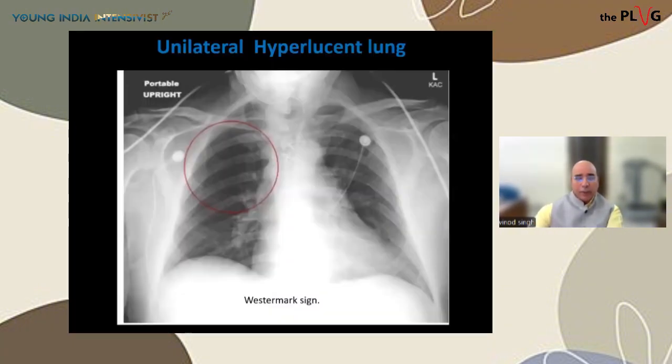If you look here, this is a very rare finding, but again, you can see the right upper lobe is getting more and more black. This is a Westermark sign of pulmonary embolism, but it is rarely found. Sometimes, if you have a leukemia on the same side, you will have what looks like an apparent hypertranslucency on that side.